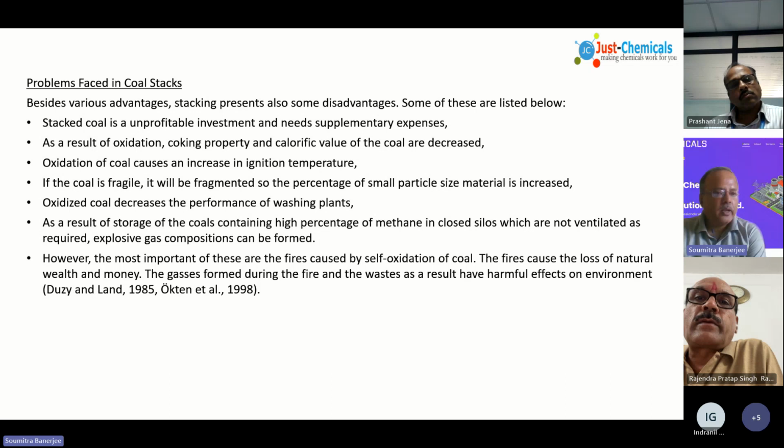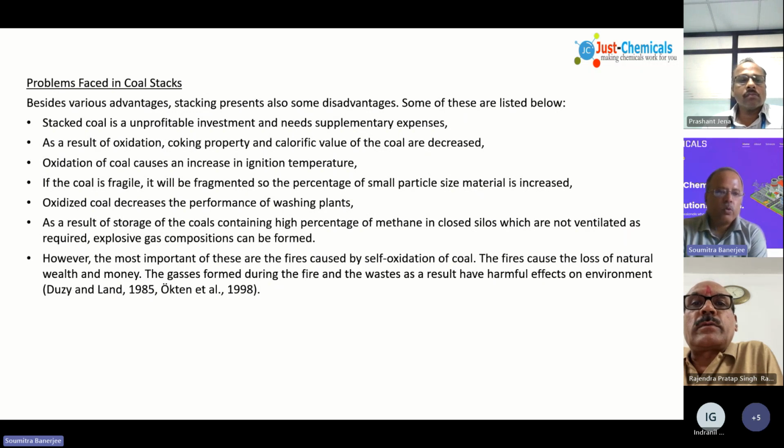If the coal is fragile, it will be fragmented. The percentage of small particles will increase. Oxidized coal decreases the performance of washing plants. As a result of storage of coal containing a high percentage of methane in closed silos which are not ventilated, it may explode, but that may not be the case for you.